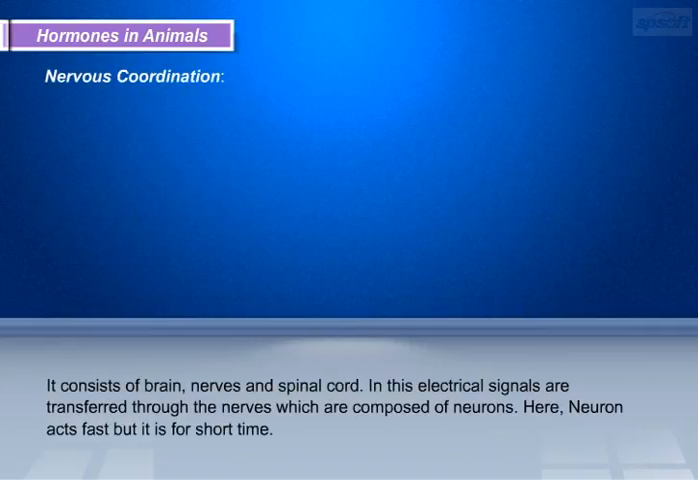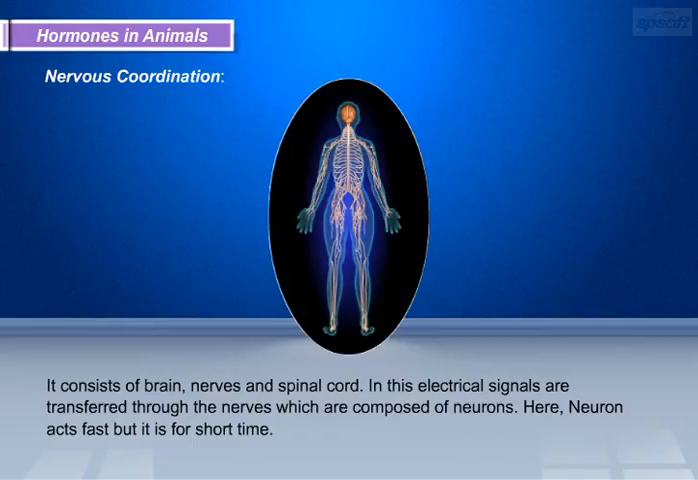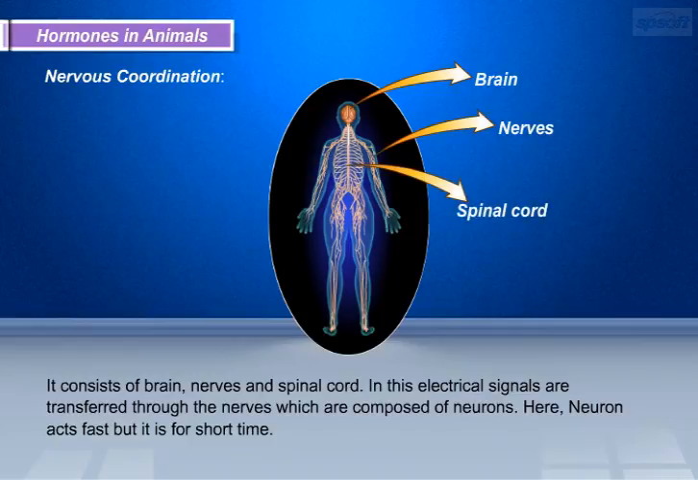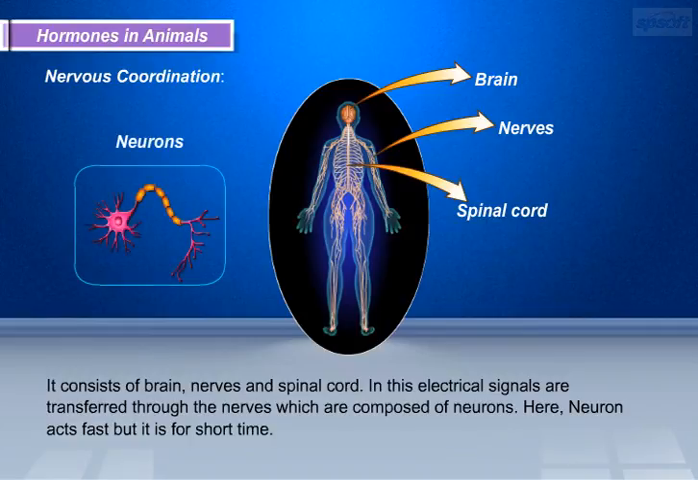Now, let us discuss hormones in animals. Here, we come to know about control and coordination in animals, and also different types of hormones produced by animals. Let us now briefly discuss the different levels of control and coordination in the animal body. The animal body has two levels of control and coordination. Nervous coordination. It consists of brain, nerves, and spinal cord. In this, electrical signals are transferred through the nerves, which are composed of neurons. Here, neurons act fast, but only for a short time.